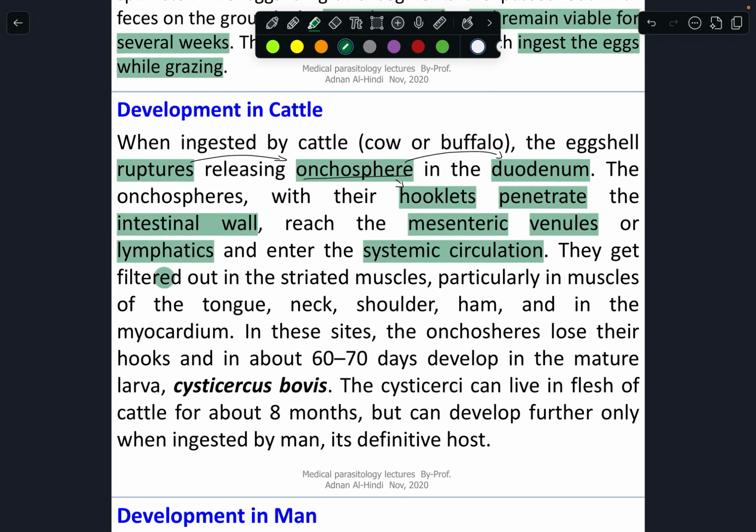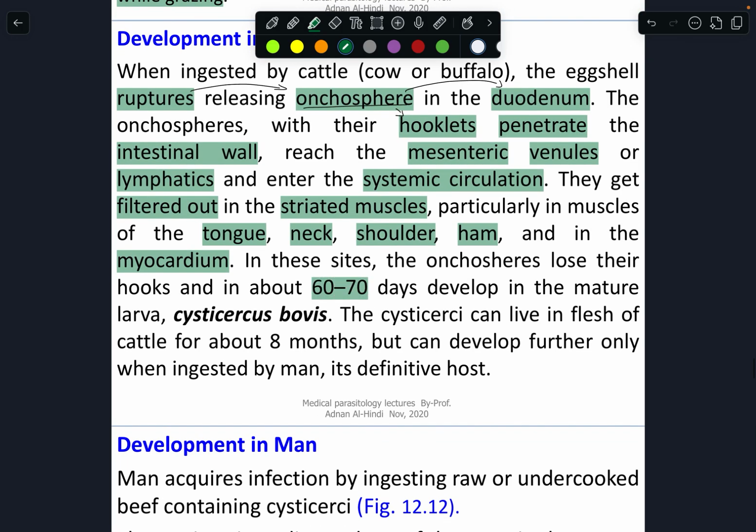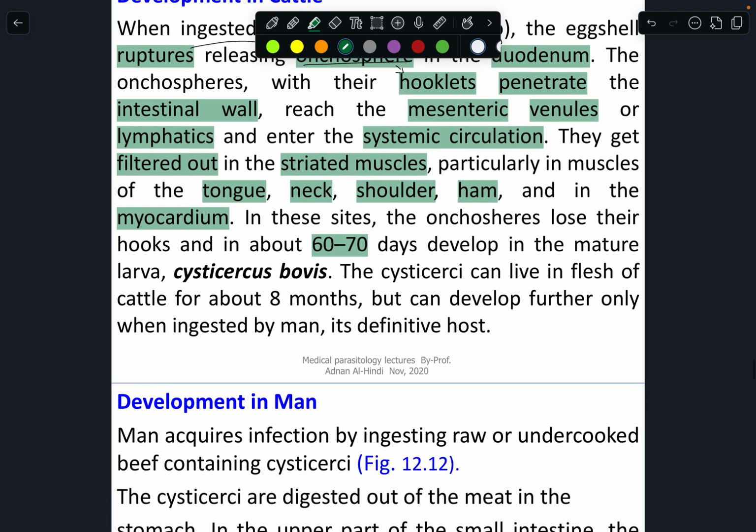They get filtered out in the striated muscles, particularly in muscles of the tongue, neck, shoulder, arm, and in the myocardium. In these sites, the oncospheres lose their hooks and in about 60 to 70 days develop into the mature larva, Cysticercus bovis. The cysticerci can live in the flesh of cattle for about 8 months.